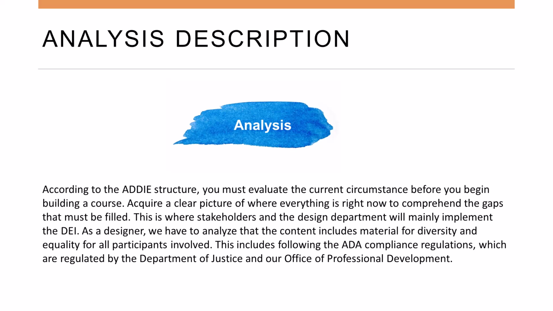This is where the stakeholders and the design department will mainly implement the DEI. As a designer, we have to analyze the content, which includes material for diversity and equality for all participants involved. This includes following the ADA compliance regulations, which are regulated by the Department of Justice and our Office of Professional Development.